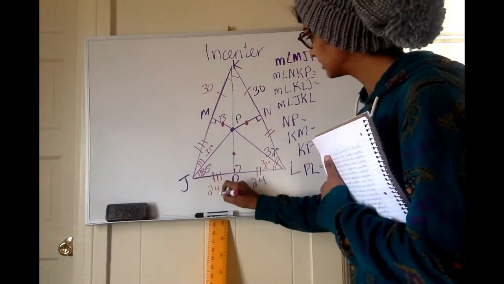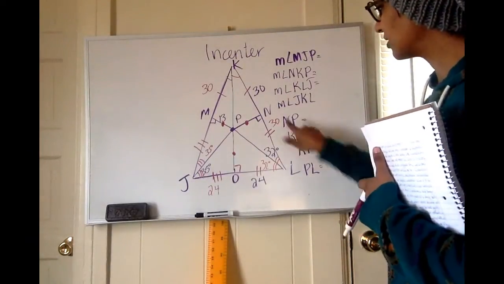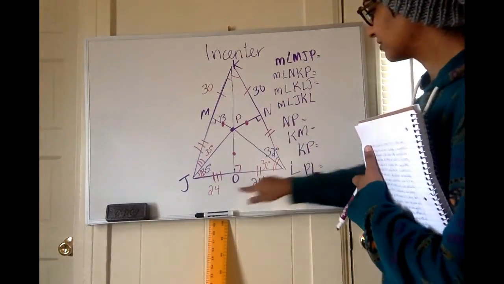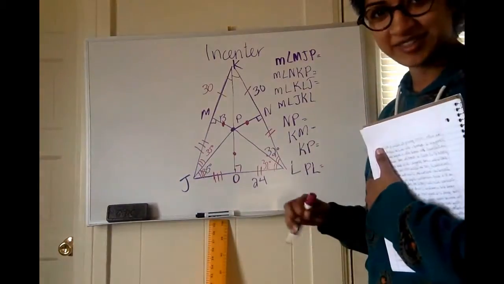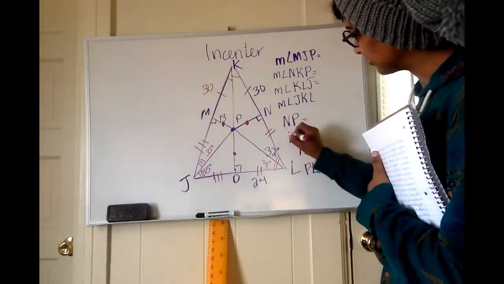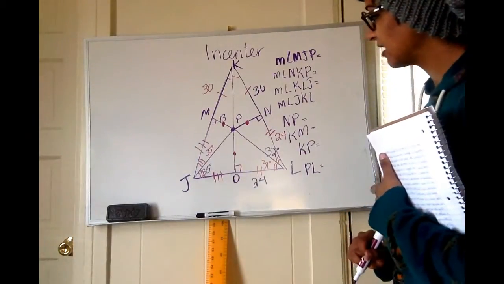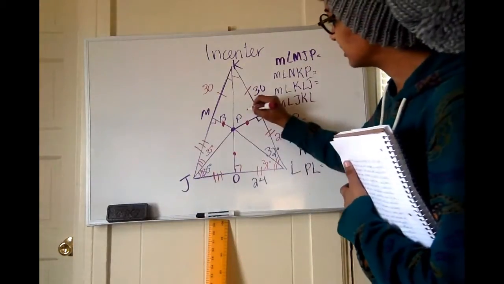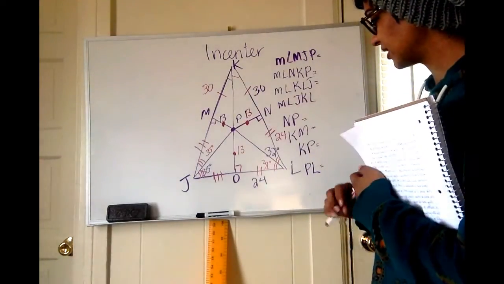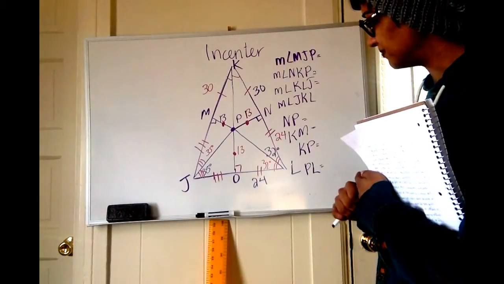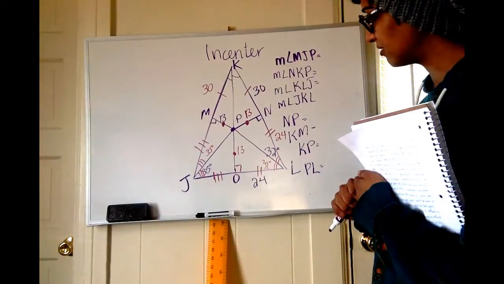Here's a 24 side. Here's a 30. Oh, no. Nope. That's wrong. I was wrong. I was doing circumcenter. 24 goes up here. 24 right there. And we don't have this side right now. This is 13, so this will be 13, and this will also be 13. Okay. Let's see. I think we're okay for now.